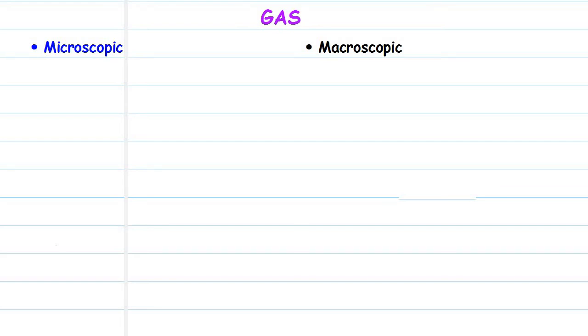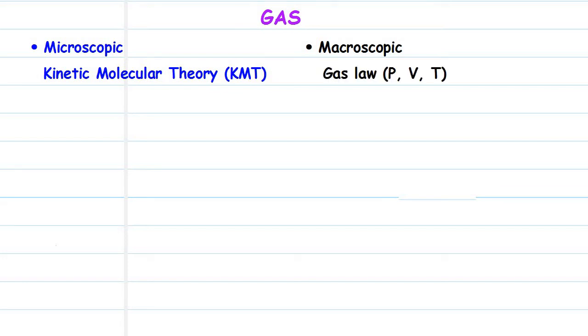For the microscopic part, we'll be using kinetic molecular theory, or KMT, to help understand it. But for the macroscopic part, we'll be using gas law, which will involve pressure, volume, and temperature. Let's take a look first at the microscopic part of the gas. So, what is kinetic molecular theory or KMT?